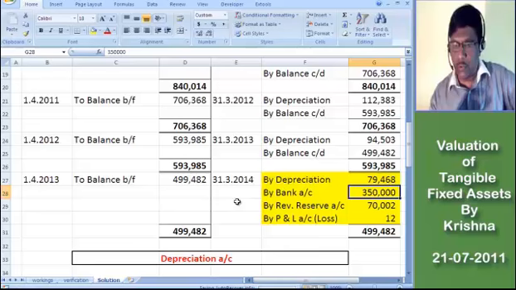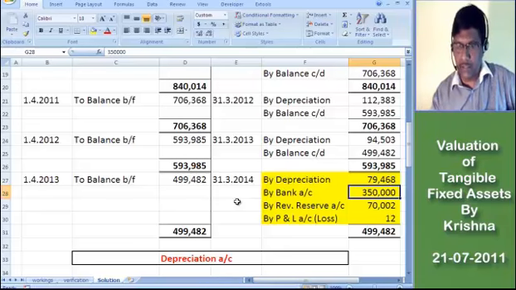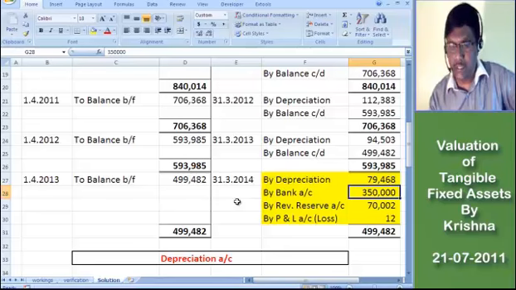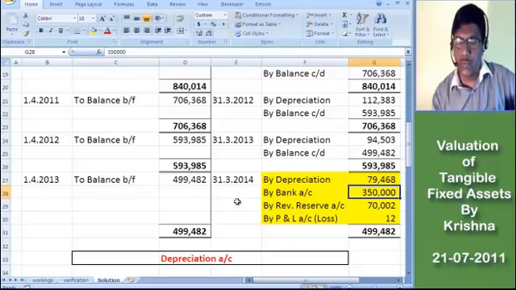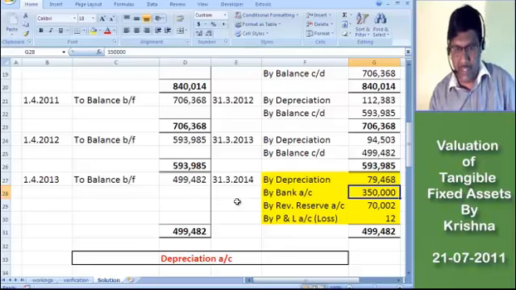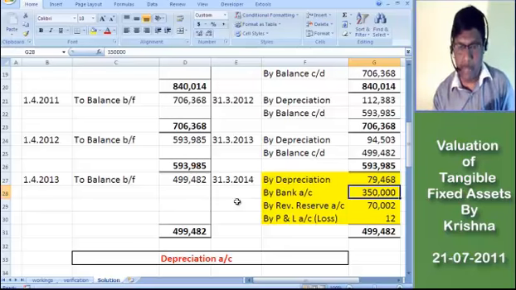So that much amount we can transfer from the fixed asset account to the revaluation reserve account. The balance loss, 12 rupees, is getting transferred to profit and loss account. So this is the main area. We have to be very clear on this.